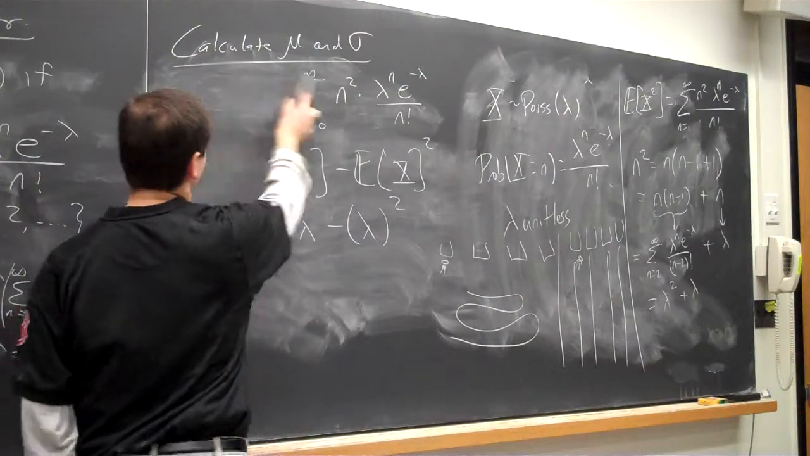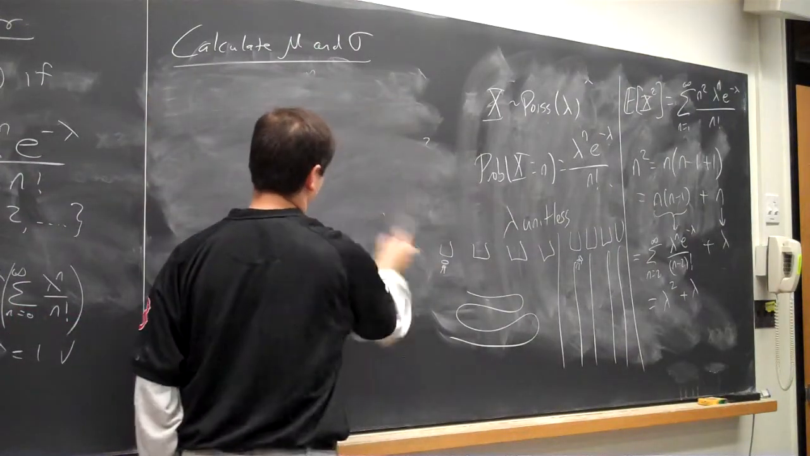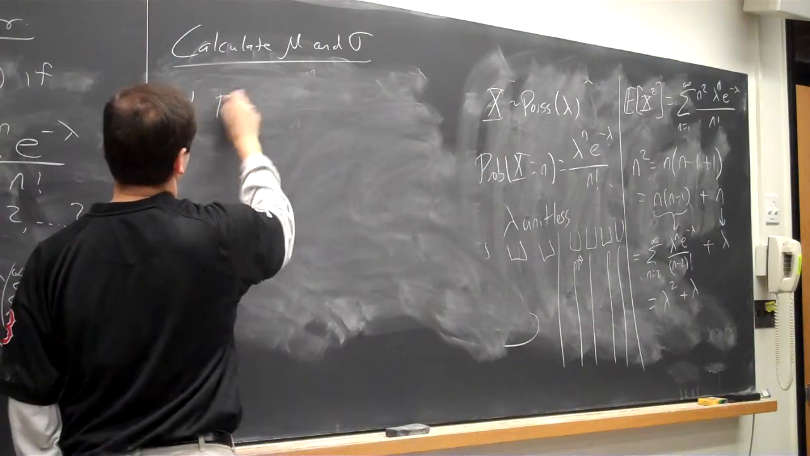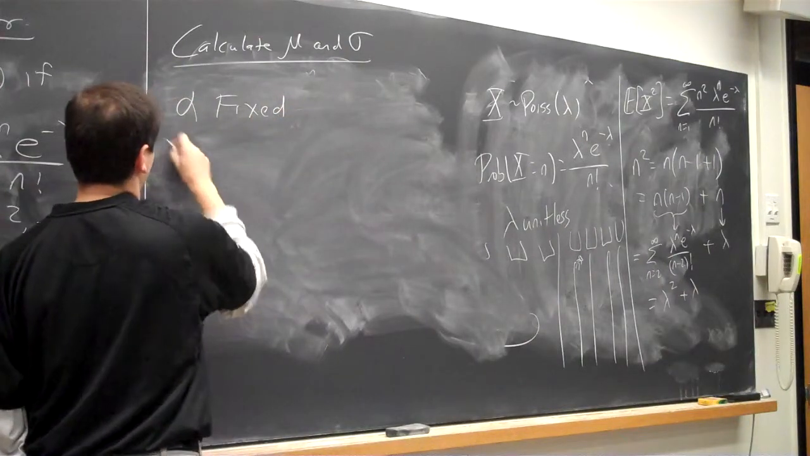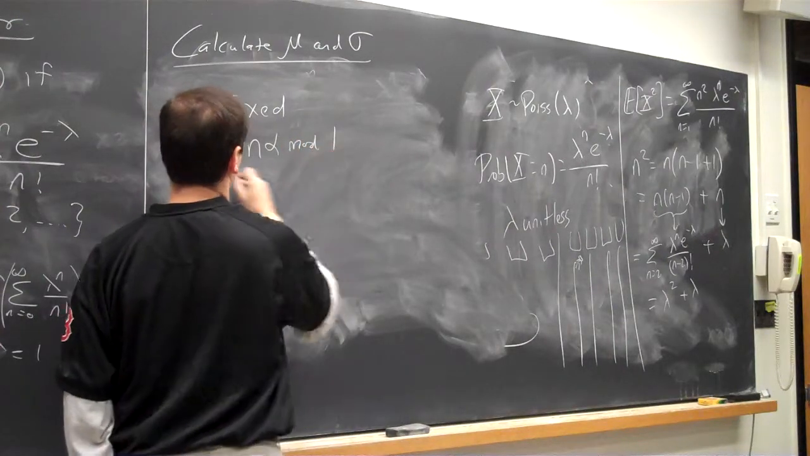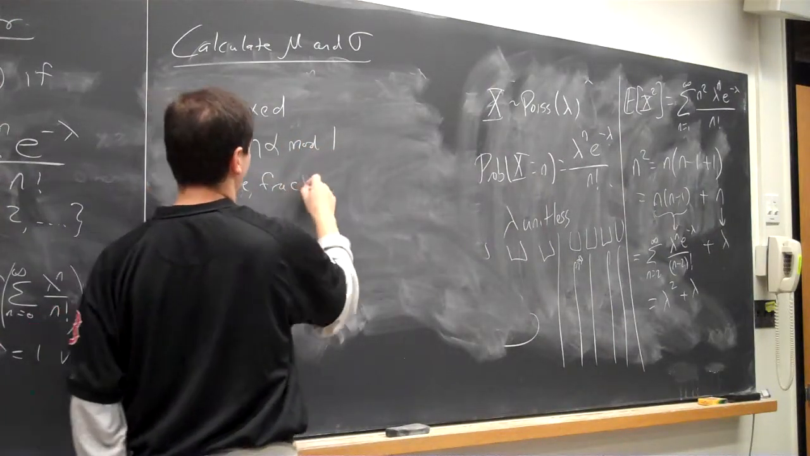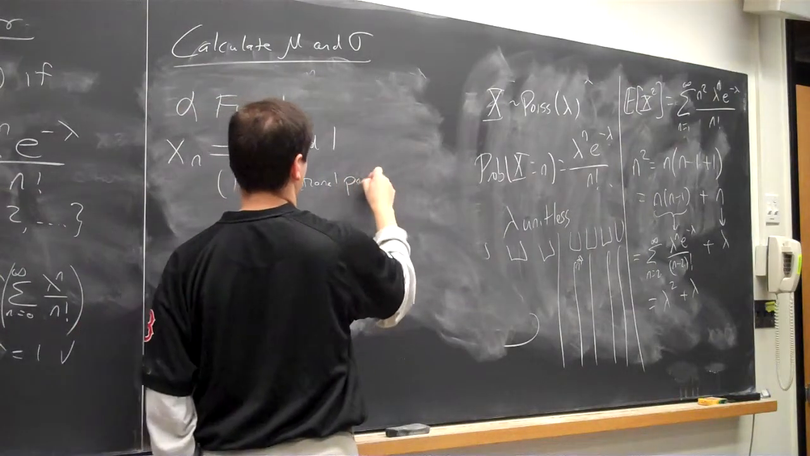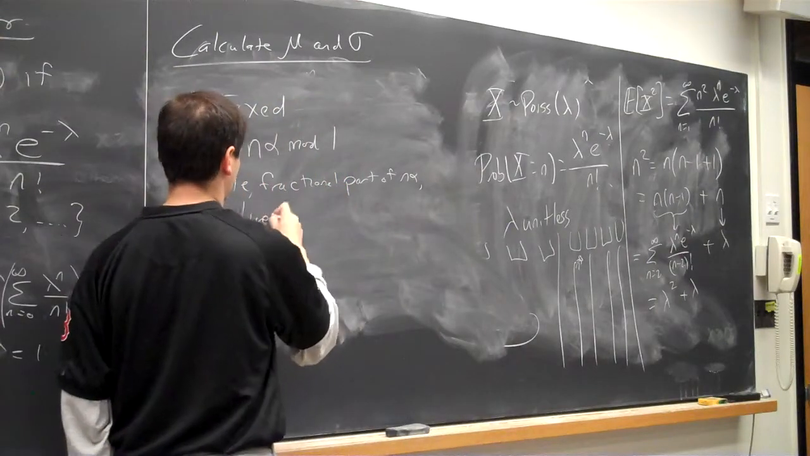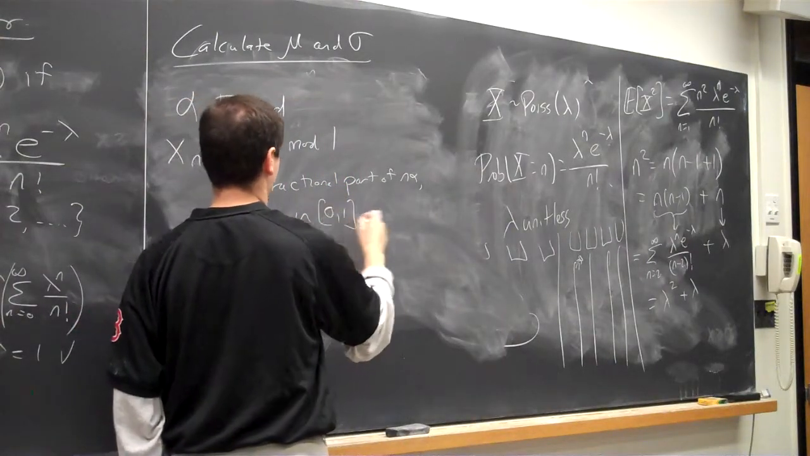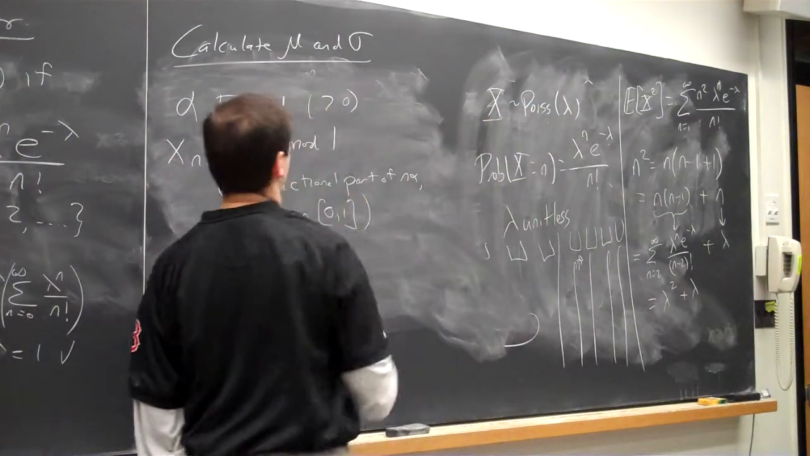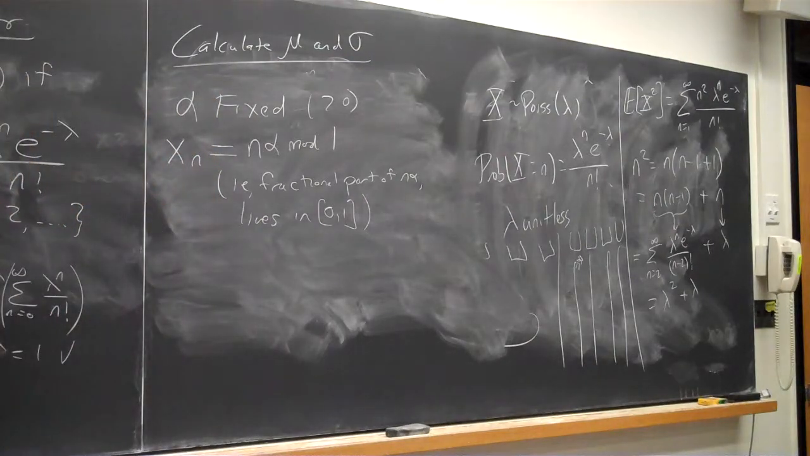And this is a case where it's a Poisson process. So what I'm going to do is alpha is fixed, and xn is going to be n alpha mod 1, i.e. the fractional part of n alpha. So it lives in the interval 0, 1. Okay? We'll assume alpha is greater than 0. So you just give me the fractional part.